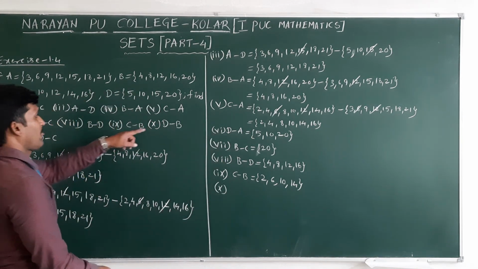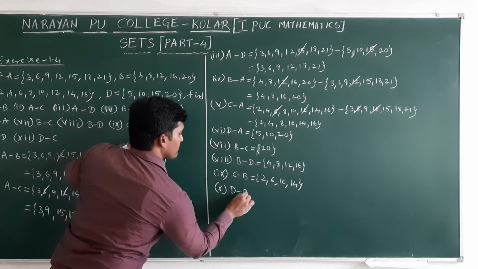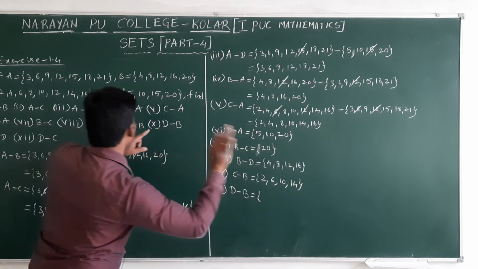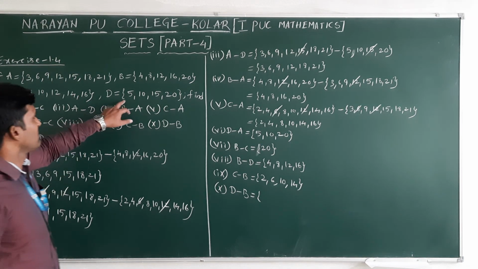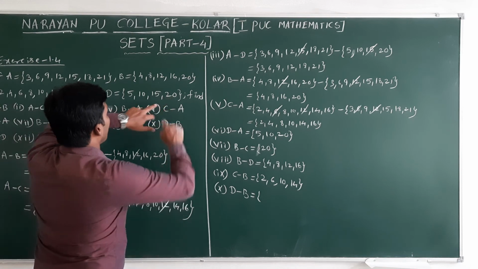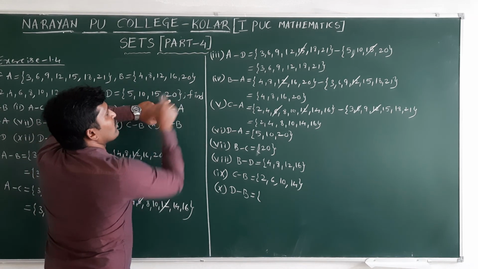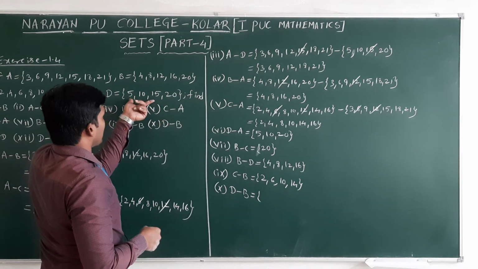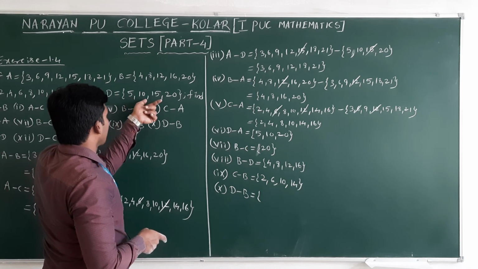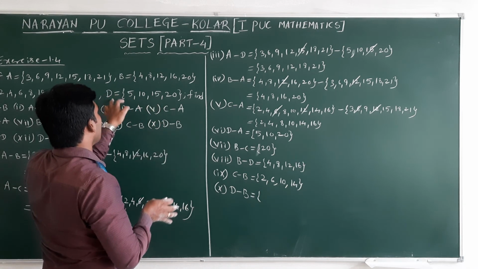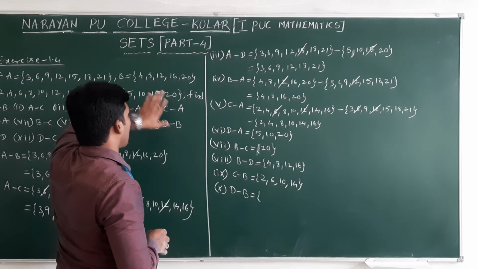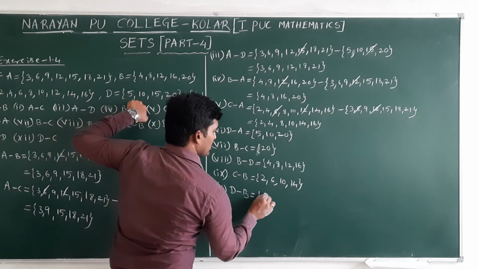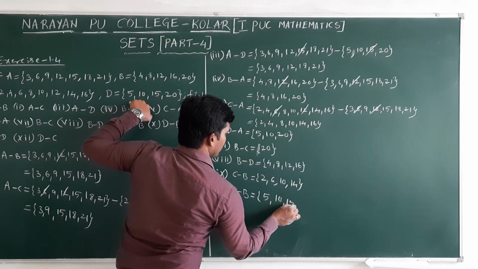10th question, D minus B. From D, eliminate the common elements present in B. D is 5, 10, 15, 20. For these two, what is the common element? Only 20. Except that, we have to take the remaining, because 5, 10, 15 are present only in D and not present in B. But 20 is present, that's why we are not taking it. What remains? 5, 10, 15.